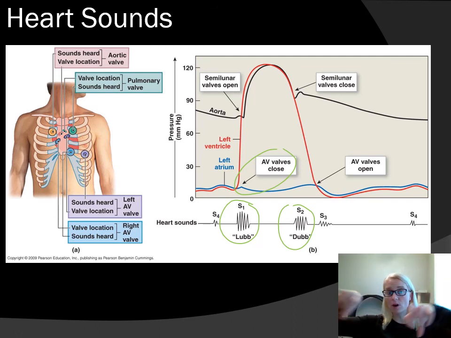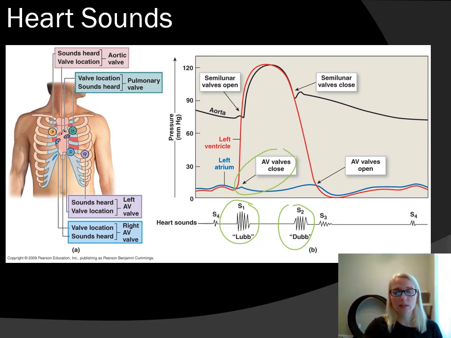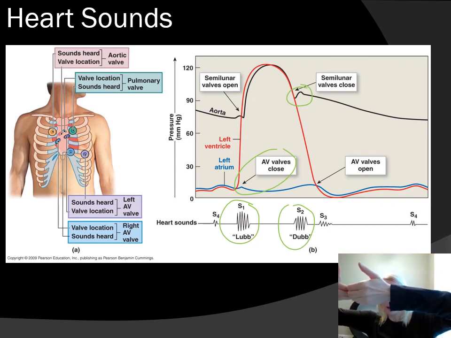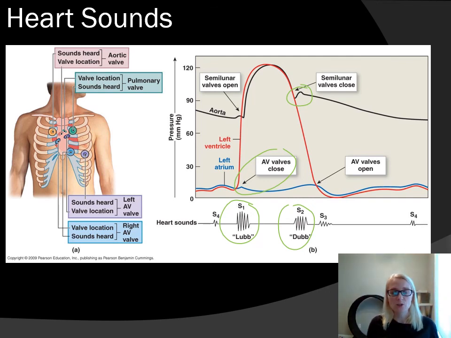Both of them together, so it's not one or the other. It's both left and right AV valves closing at the same time. Lub. And then the dub sound is the closing of the semilunar valves. So it's lub, dub, lub, dub. The heart sounds are the closing of the valves. AV valves first, when the ventricle is contracting, preventing blood from going back up into the atria. The dub is the semilunar valves closing, preventing the newly ejected blood from going back into the ventricles.